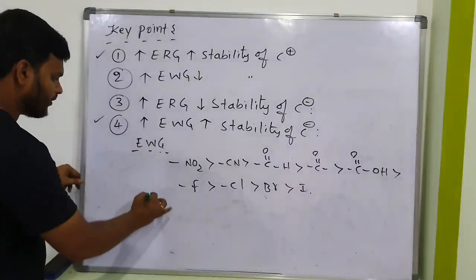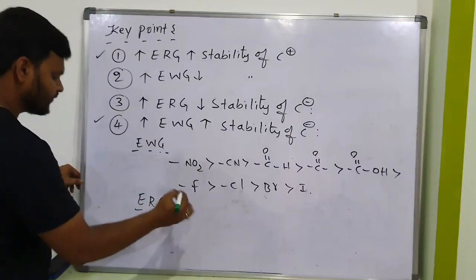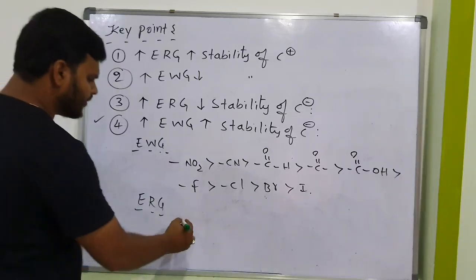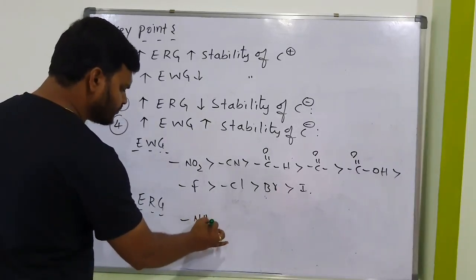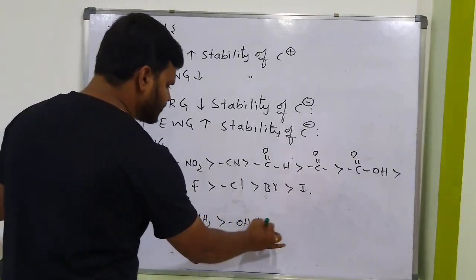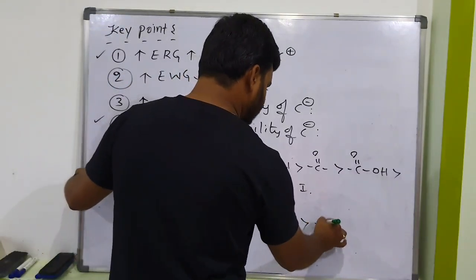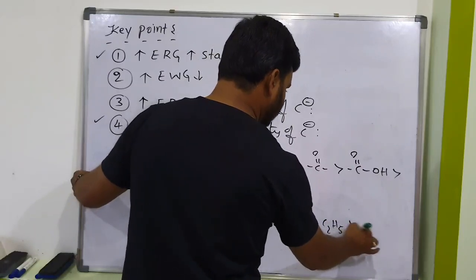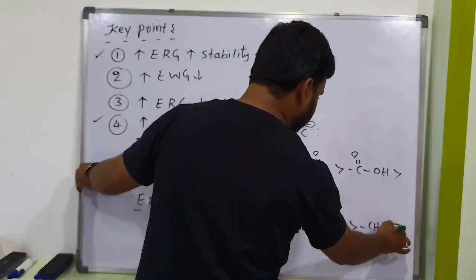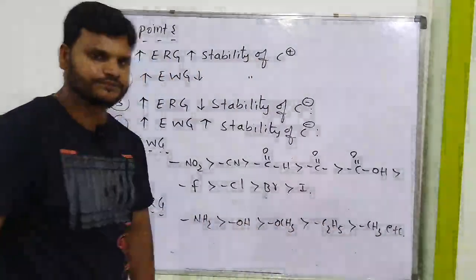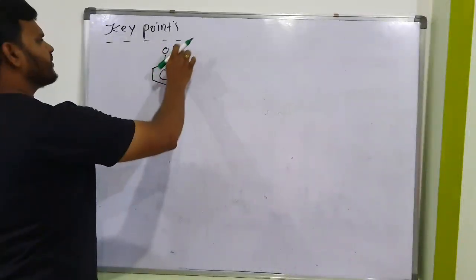Next, electron releasing groups. Electron releasing groups order, main important: NH2, OH, OCH3, C2H5, CH3, etc. Yeah, just have a look. This is the functional group.